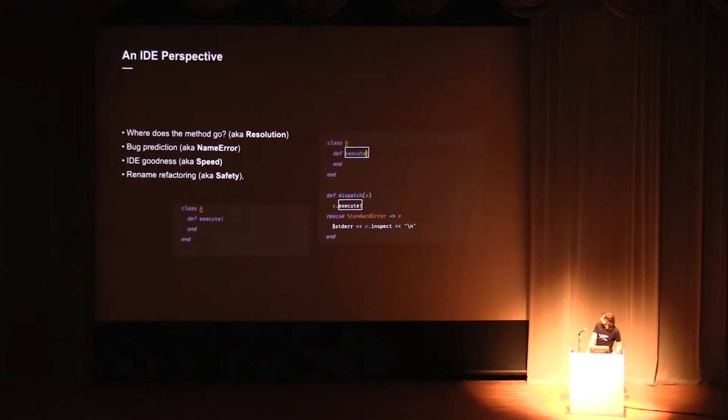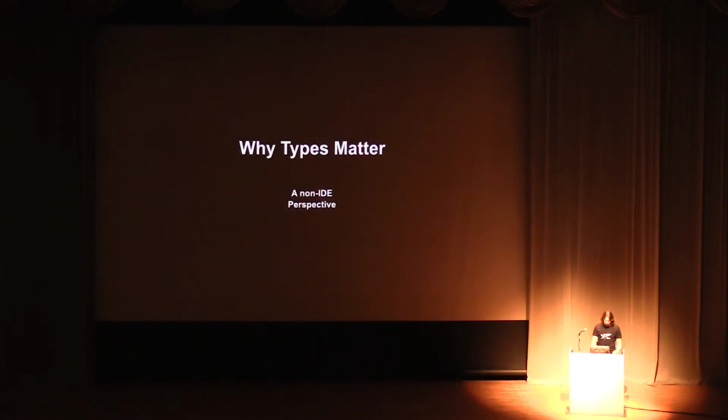Here I probably sold you a little bit of RubyMine, but that's not my purpose here. Let's look at why other people need types, and we'll talk about the second thing, namely bug prediction. So, from a non-IDE perspective, do we have a good Ruby tool which helps to predict new bugs?